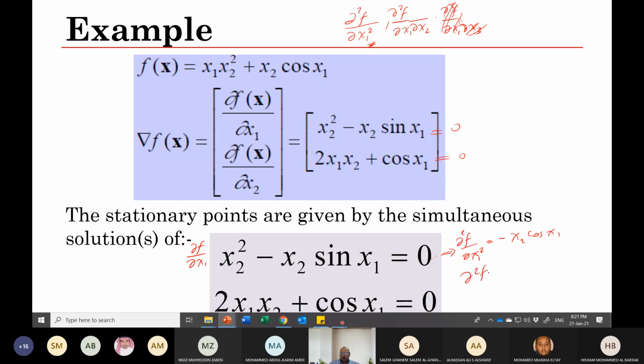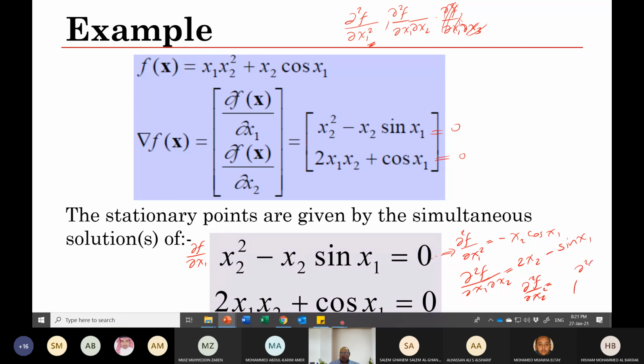Okay, can we get partial square f by partial x1 partial x2? This is partial x1. Can you get the derivative with respect to x2 again? So this will be 2x2 minus x2 sine x1. Exactly, minus sine x1. You take the derivative with respect to x2 again, you can have partial square f by partial x2 square. You take the derivative here with respect to x2.